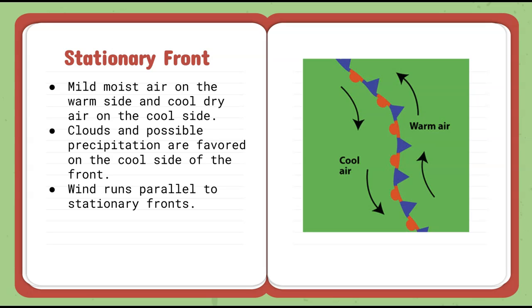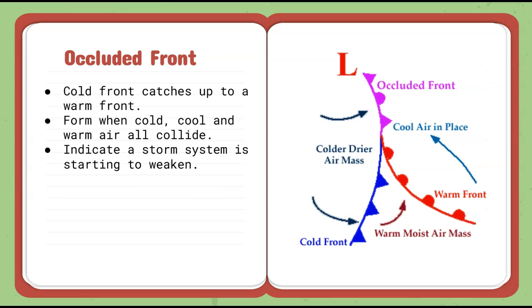But typically, it's not a very active type of front. Eventually, it will either turn into a warm front or a cold front. But there are times where neither air mass overtakes the other. And the last thing you need to know about stationary fronts is that winds run parallel to the stationary front. So you can see those arrows on the right-hand side represent wind, telling us which direction the wind is moving. In the stationary front, you can see that they are parallel to the front.